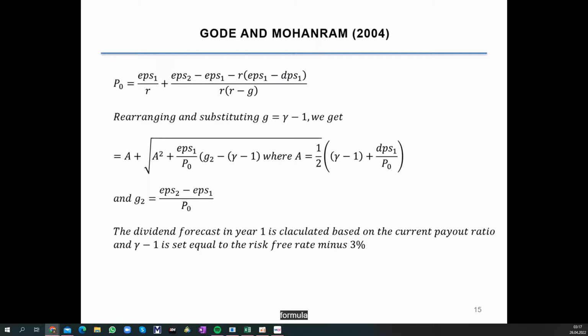They used the following formula: price is equal to capitalized forward earnings plus a discounted perpetuity terminal value term starting from year 2. After rearranging the formula, Gode and Mohanram come up with an expression for the implied cost of capital as shown on your slide. They use the risk-free rate minus 3% as a proxy for the long-run growth rate in abnormal earnings growth across stocks. To estimate future earnings, they use analysts' earnings forecasts, and to estimate future dividends, they use the current payout ratio.